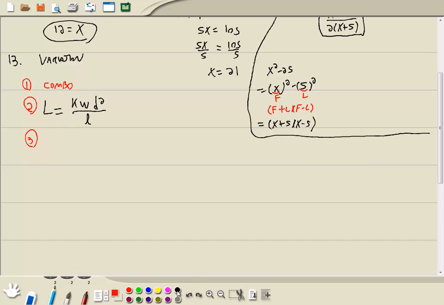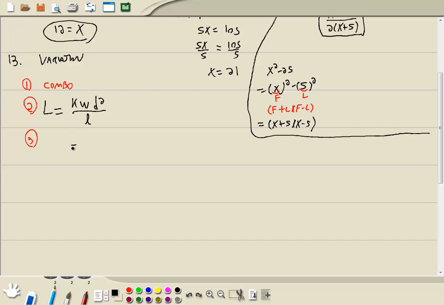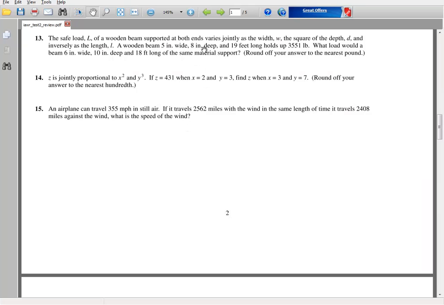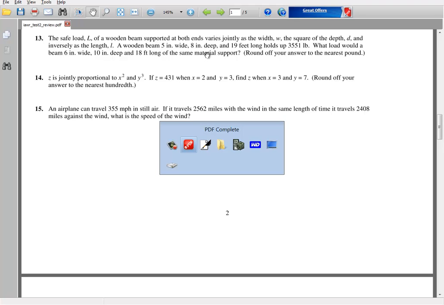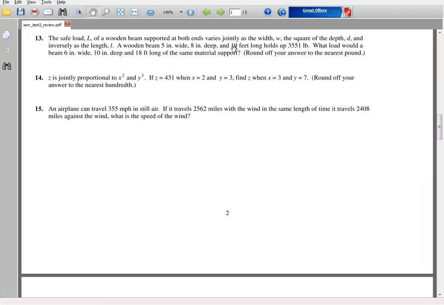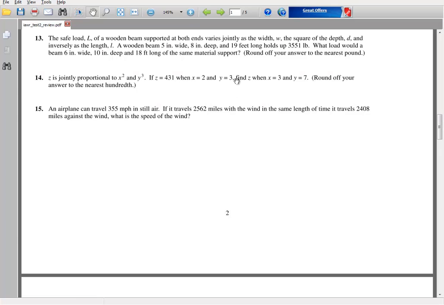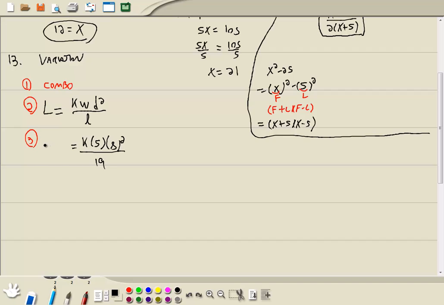Step 3, look for your one example. A wooden beam 5 inches wide, so W is 5, 8 inches deep, so depth is 8, that's D, so that's 8 squared. Over, and 19 feet long, so 19 is my l. Holds up to 3,551, so that's my load, 3,551. Now we want to solve for K.